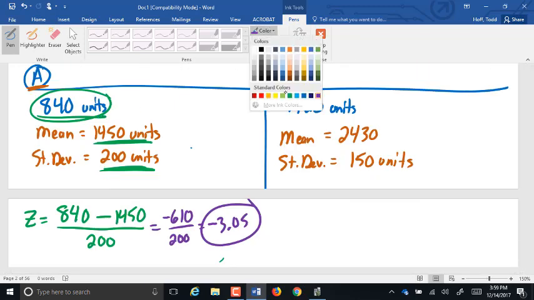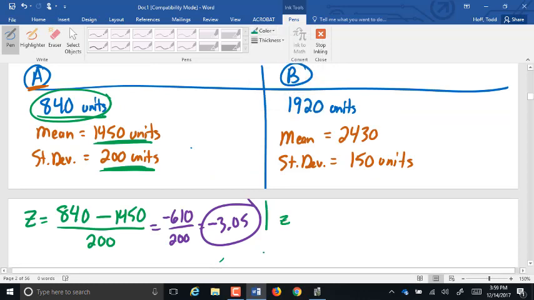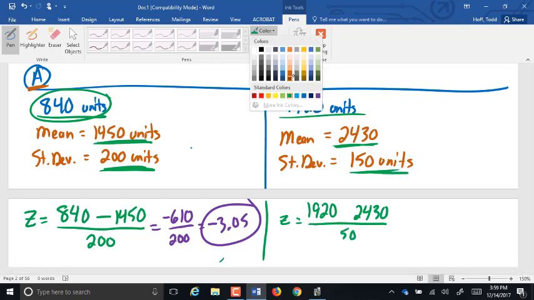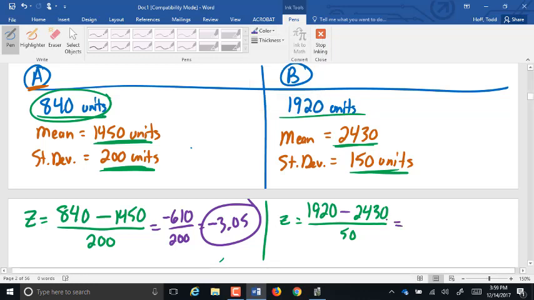Well, let's look at employee B. Find their z-score. Their z-score is their production of 1920 minus the mean for that department of 2430. That'll be divided by the standard deviation for that department of 150. 1920 minus 2430 is going to be negative 510. Negative 510 divided by 150 is going to be a negative 3.4.